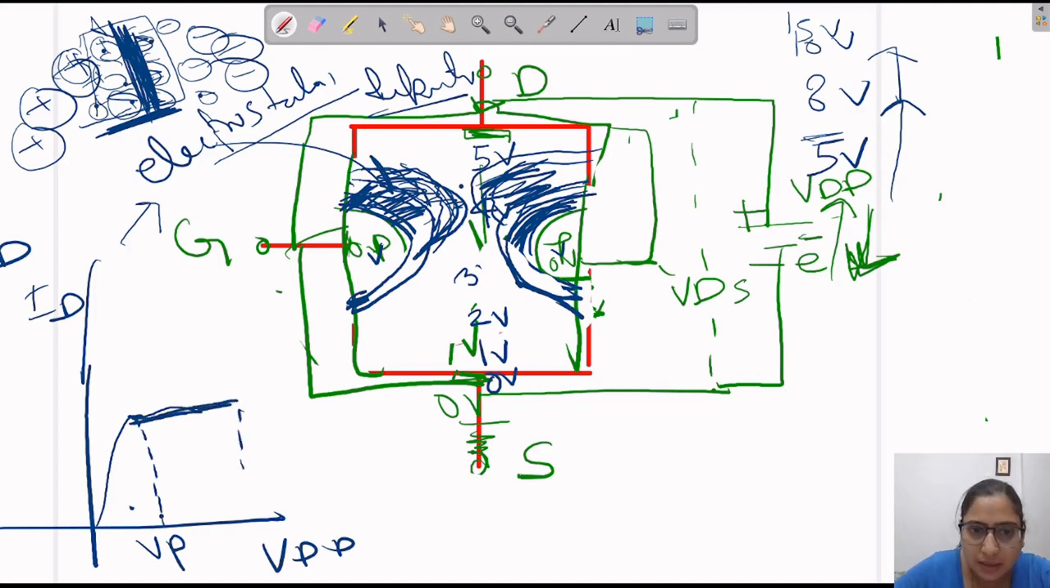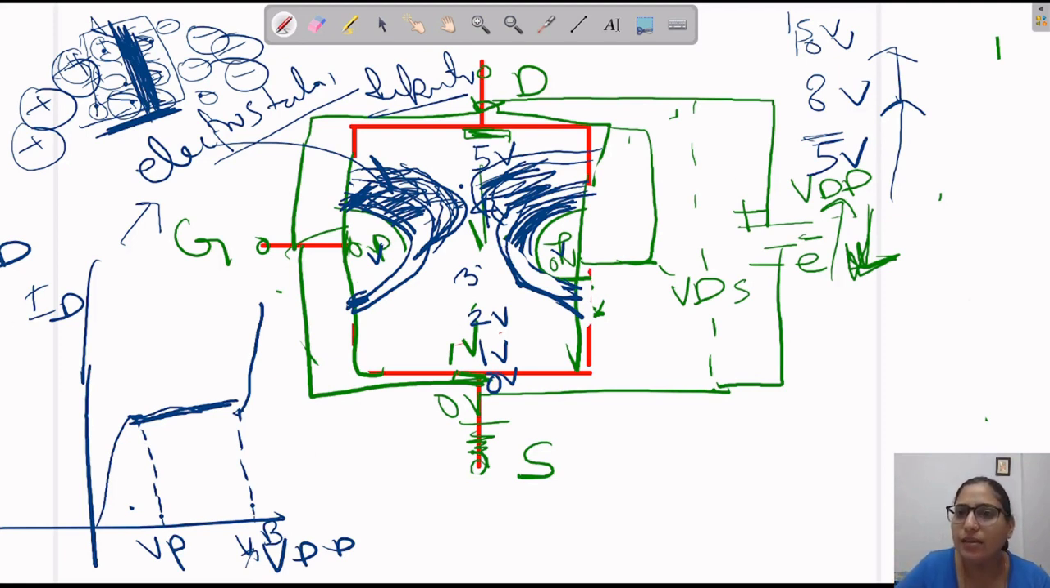Once the limit of this saturation is reached, the breakdown voltage comes: when the junction is not able to handle so much charge, breakdown occurs. The junction breaks and the current increases exponentially. So this is our breakdown voltage. This is the basic diagram of the current and voltage graph of this FET.